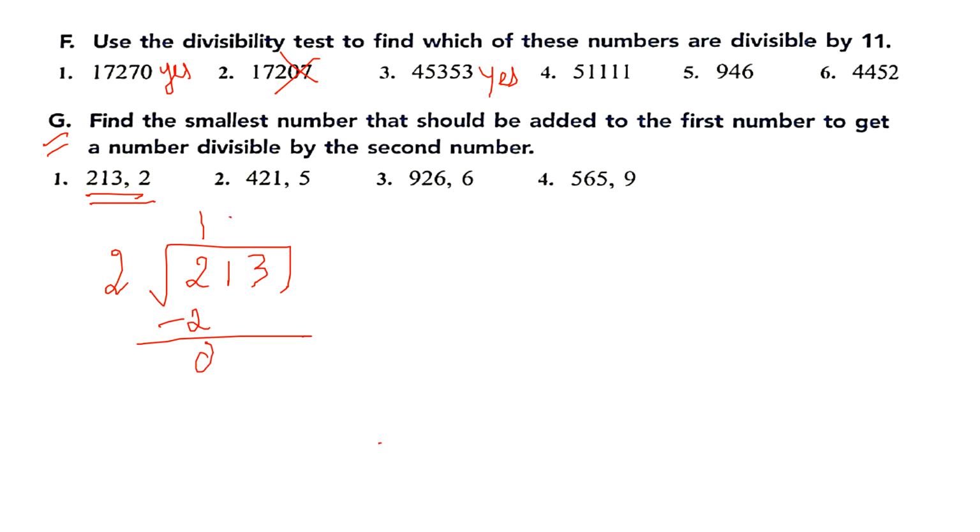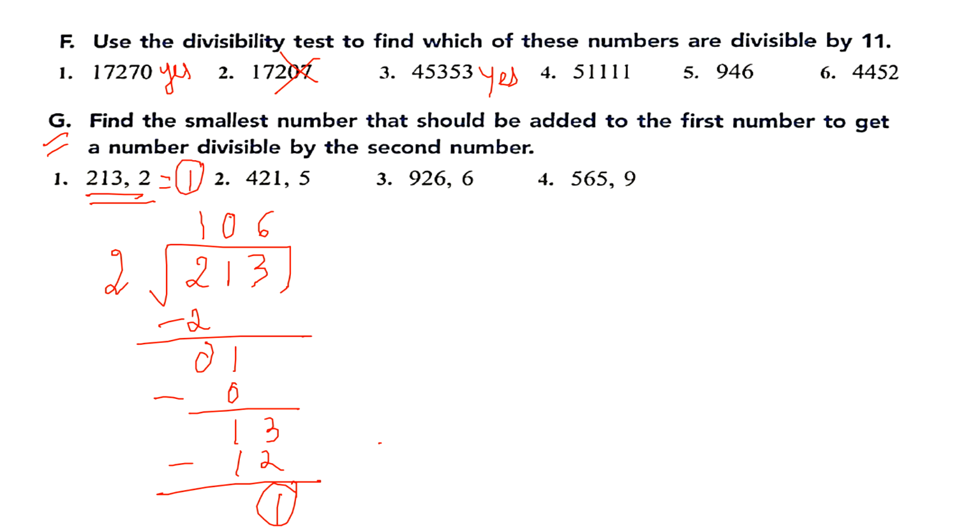Then 1 is coming down, so 0. 2 zeros are 0. Then 1, 3. And then 2, 6 are 12. So you see the remainder is 1. Okay, so its answer is 1.